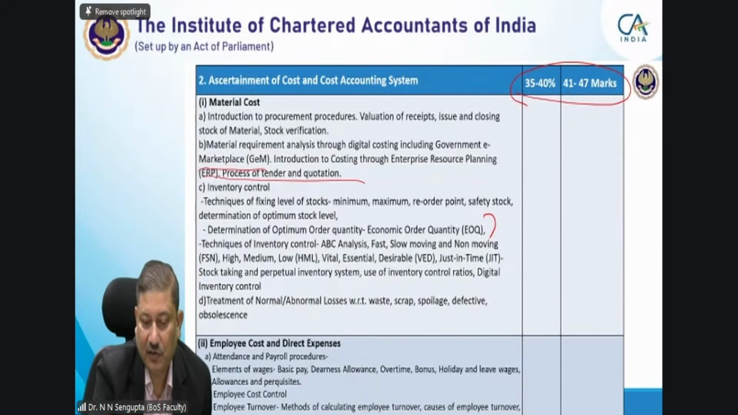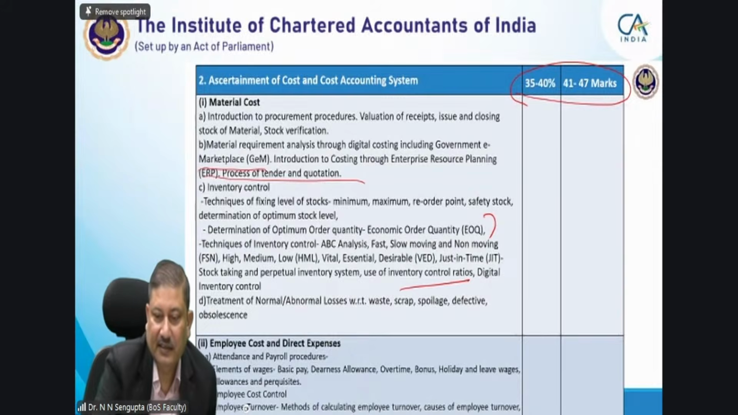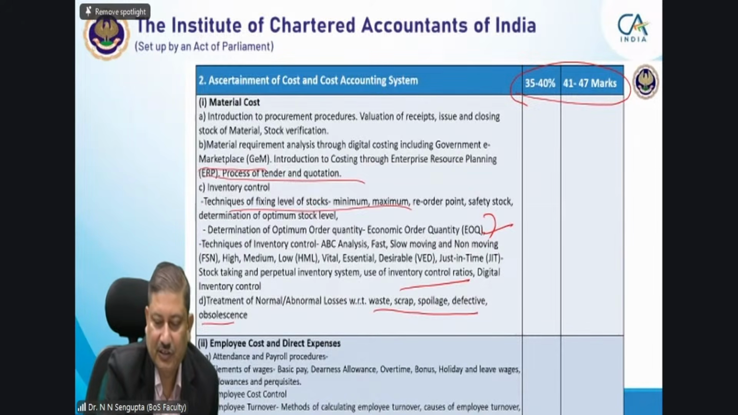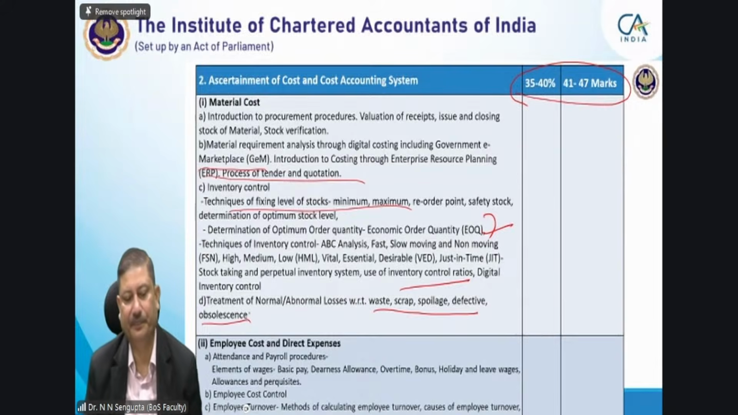So this is also a numerical part. Then EOQ obviously is a numerical part, and various level is also a numerical part. Then the treatment of normal loss, abnormal loss, very important conceptual understanding you require. Waste, scrap, spoilage, defective, and obsolescence.